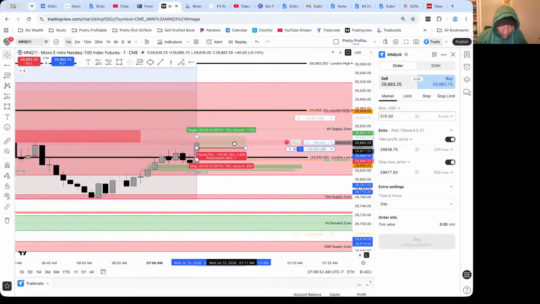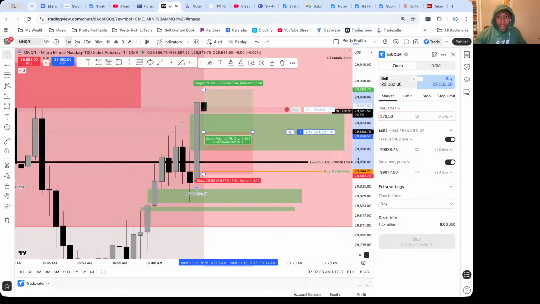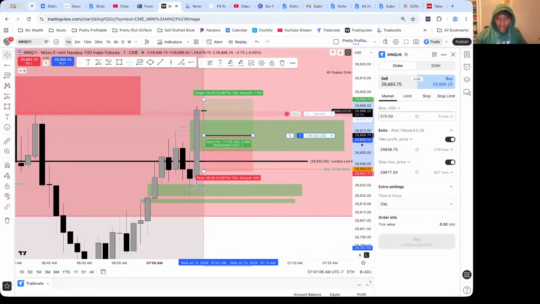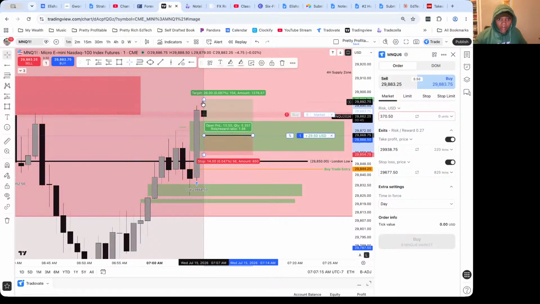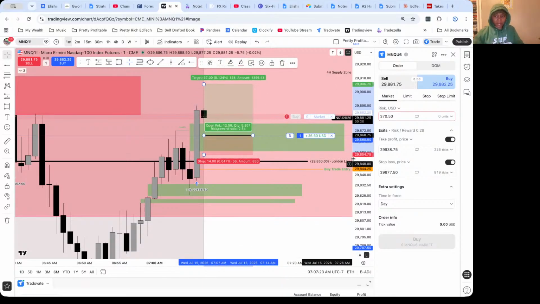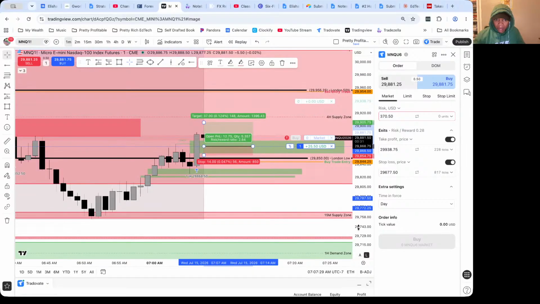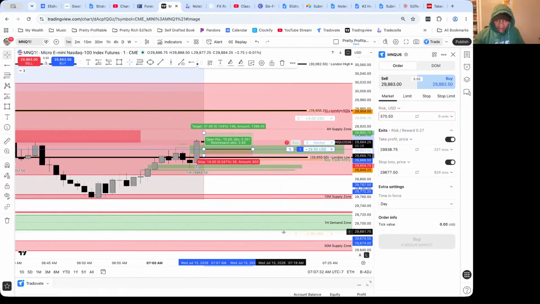Right. Once again, learning. So it says I entered right there. How is that like that? I'm up, but look, if I entered here, the stop loss is below this zone. See how low this is? That doesn't make any sense, at least not to me. And where's the stop loss? Why is it all the way down there?